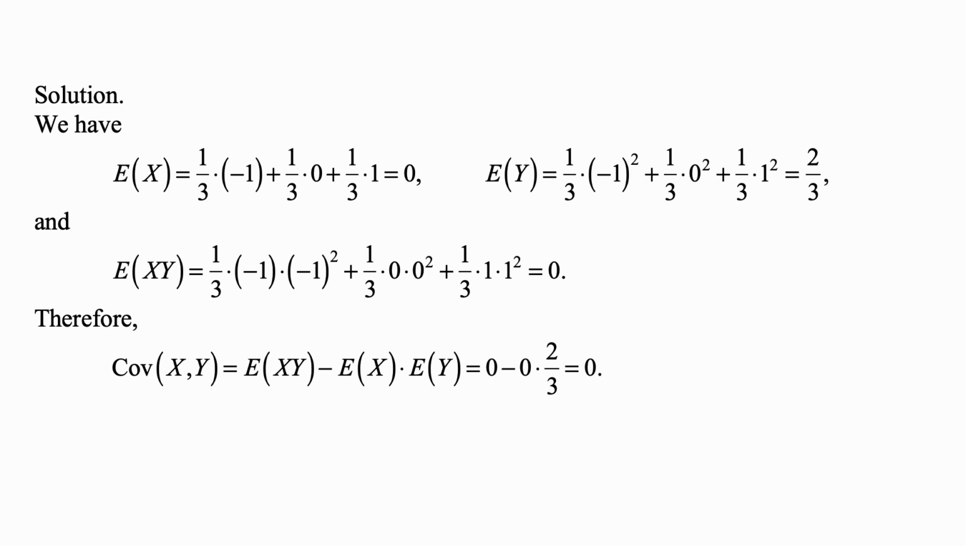So we have the expected value of x equal to 1/3 times -1 plus 1/3 times 0 plus 1/3 times 1, and that's 0. And the expected value of y is 1/3 times -1 squared plus 1/3 times 0 squared plus 1/3 times 1 squared, and that's 2/3. Also, E of xy is 1/3 times -1 times -1 squared plus 1/3 times 0 times 0 squared plus 1/3 times 1 times 1 squared, and that's equal to 0. Therefore, the covariance of x and y is E of xy minus E of x times E of y, which is 0 minus 0 times 2/3, and that's 0. So the covariance of the two is 0.